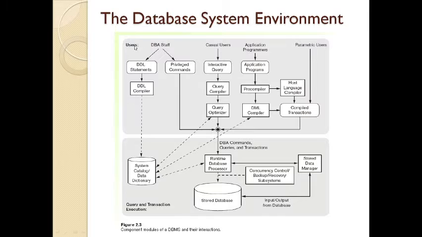Here you can see there are different sets of users, that is the DBA staff, casual users, meaning the end users, and application programmers, meaning the developers. Next we have parametric users.